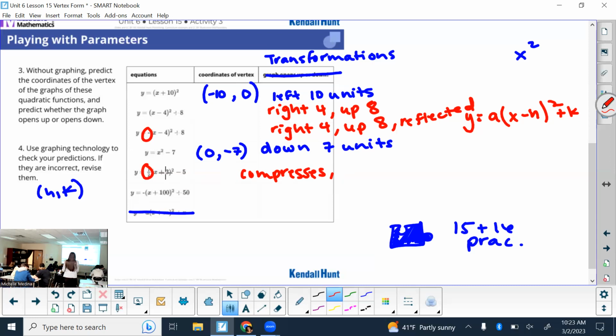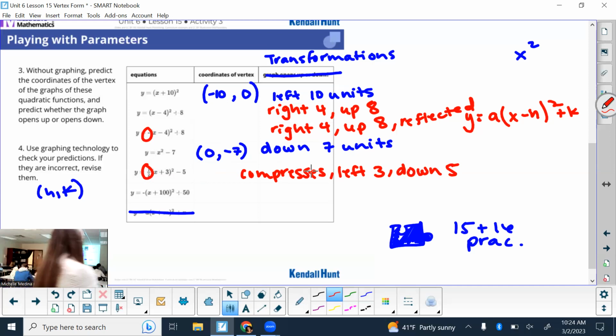If it's +3, does it move left or right? It moves left. Because that means I would have had to plug in a -3 for the H, which then means that it became plus in the problem, it really actually moves left. And you can plug it into Desmos to check your answers. What about if it's -5 for the K? Moves up or down? It moves down 5. Good, getting the hang of it, maybe?